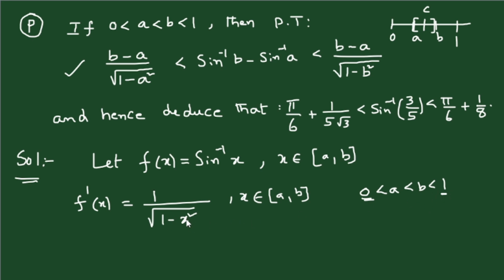The denominator is going to become 0 when 1 minus x squared becomes 0. That means x squared equals 1, so x equals plus or minus 1. Plus 1 is not there, minus 1 is not there here. So x equal to 1 we need to test, but b is less than 1. Whatever x you take in between a and b, that cannot be 1. Therefore, f' has no problem in this domain.